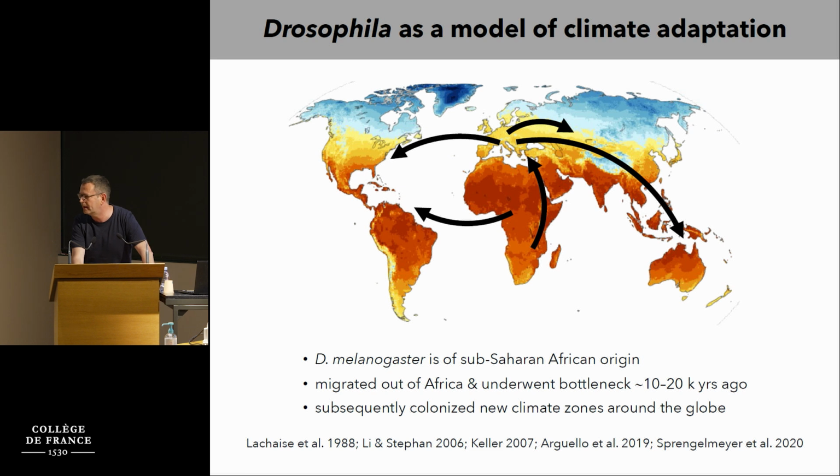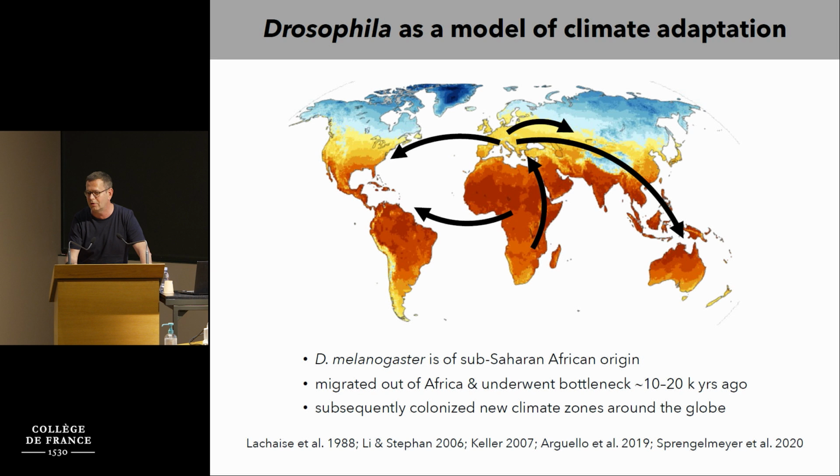It's of sub-Saharan African origin, and it originated in the area of Zimbabwe, Zambia, in southern Central Africa. And as far as we can date this, I mean, there are some uncertainties about this, it migrated out of Africa and underwent major population bottlenecks, something like 10 to 20,000 years ago. So subsequently, the species migrated out of Africa and then colonized other climate zones, including temperate climates, and is now a cosmopolitan. It's also a human commensal.